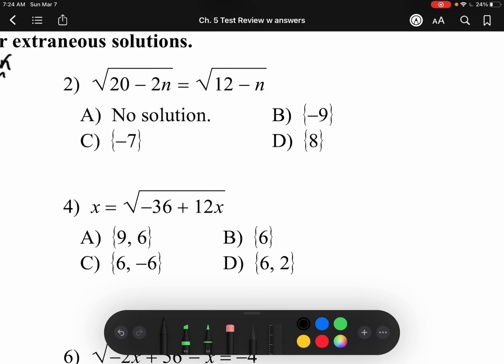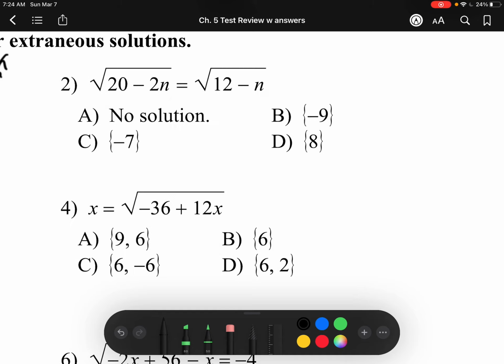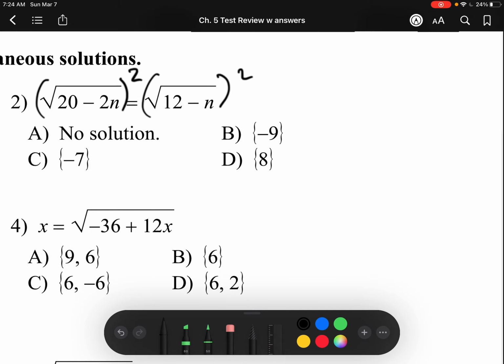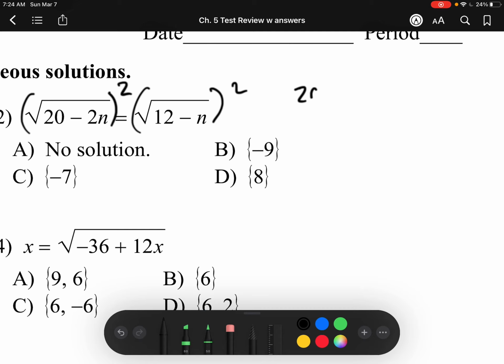So for number 2, we have the square root of 20 minus 2n is equal to the square root of 12 minus n. So again, we have two radicals and they're both already isolated, right? So step 1 is complete. Both radicals are already isolated. Step 2 is to raise each side of the equation to the power of the index. The index again is 2, so I'm going to raise both sides to the second power. That gets rid of my radicals, and I'm left with 20 minus 2n is equal to 12 minus n, right?